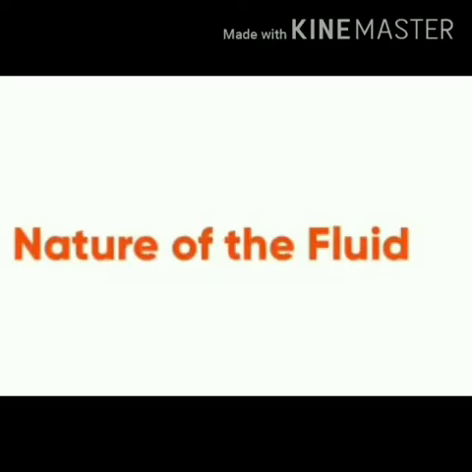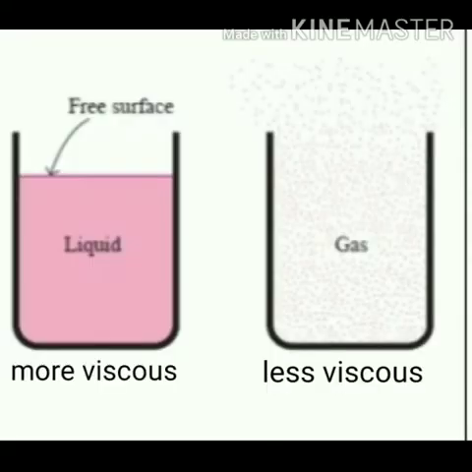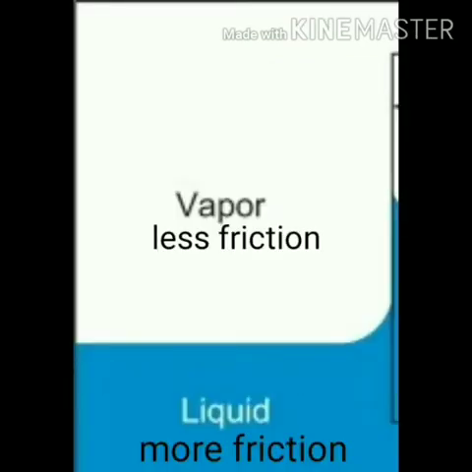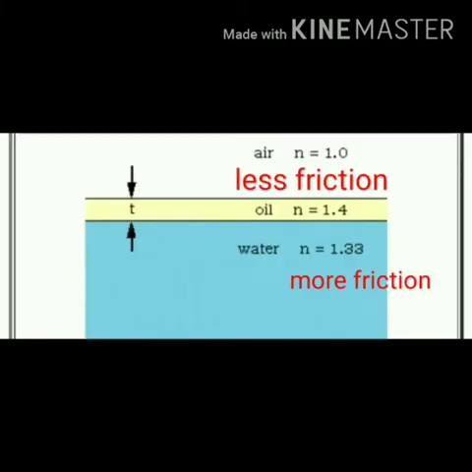Fourth is the nature of the fluid. If the fluid is more viscous or thick, there will be more friction. If the fluid is less viscous or thin, there will be less friction. For example, water is thicker than air, so there is more friction in water compared to air. That is why an aeroplane moves faster than ships.